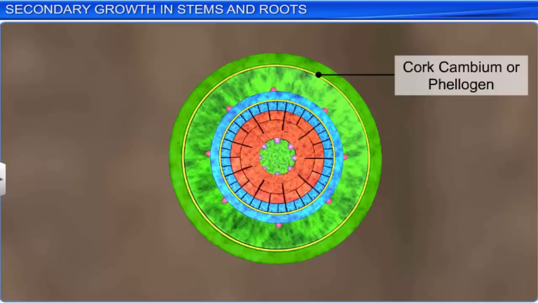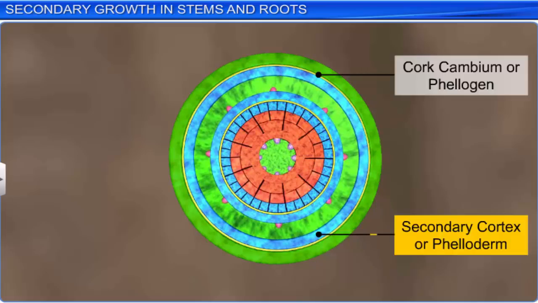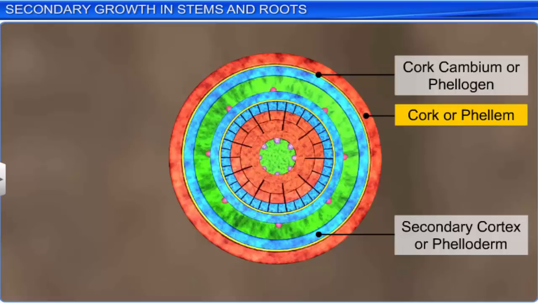In the phellogen, differentiation of cells begins on both sides. As a result, the cells of the inner surface differentiate into the secondary cortex or phelloderm, while the cells of the outer surface differentiate into cork or phellum. Tissue resulting from secondary growth in the cortex, namely cork, phellogen and phelloderm, are collectively called periderm.